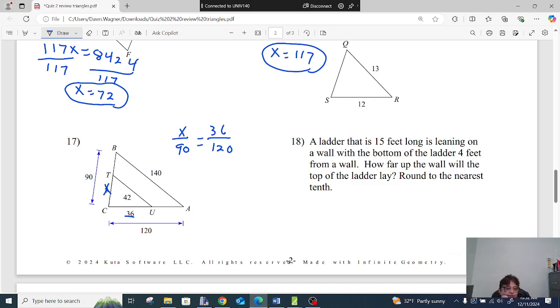I'm going to multiply to both of these. So it's 120x has to equal, what's 90 times 36?